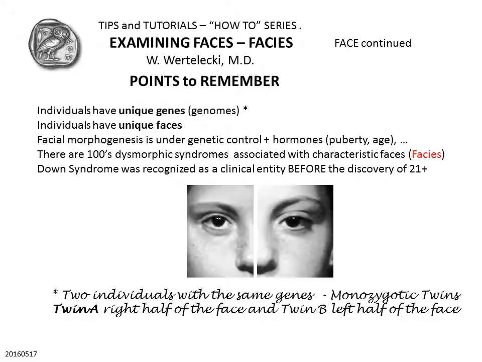This image here illustrates two halves of a face, the right half from a twin A and the left half from a twin B, and notice that they are virtually identical. And that is because these two twins have identical genes, and this in medical parlance means monozygotic, or in other words, derived from a single egg fertilized by a single sperm. Thus, both twins share identical genes.